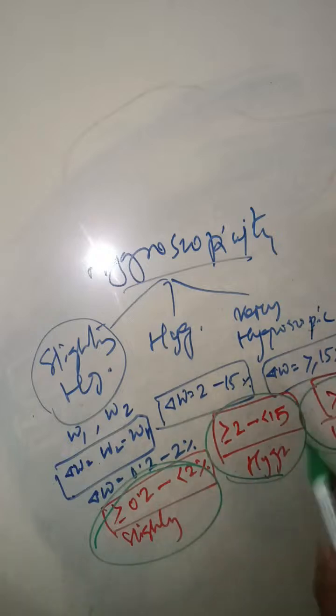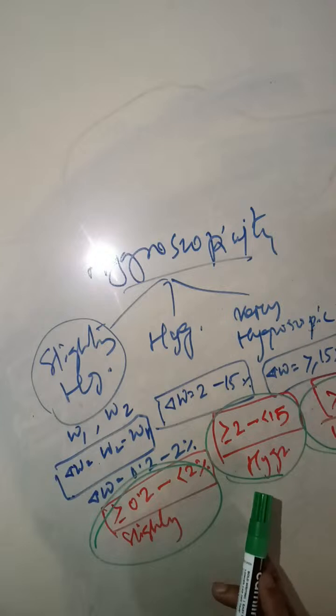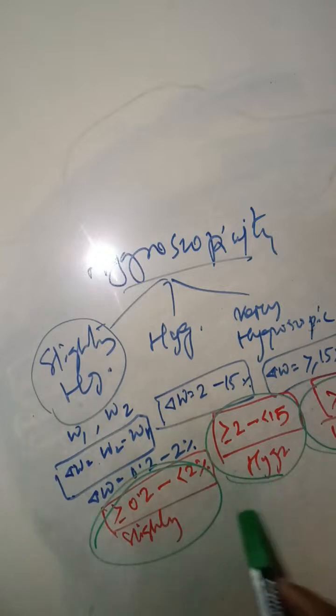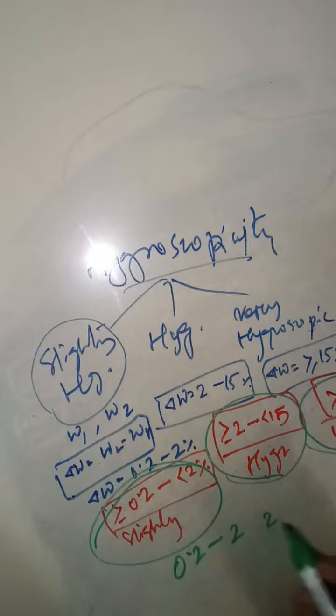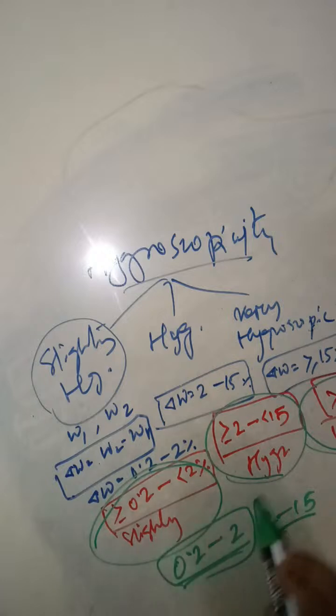So you have learned that. There are three different types of hygroscopicity. The most important point to remember is that one only. In the examination, this information will be asked. For example, if the change in weight is between 0.2 to 2%, which type of hygroscopicity will it be? It will be slightly hygroscopic. So the ranges are 0.2 to 2, 2 to 15, and more than 15.